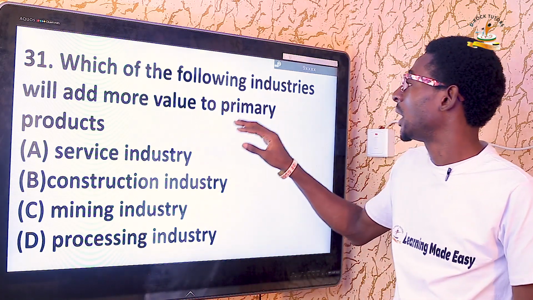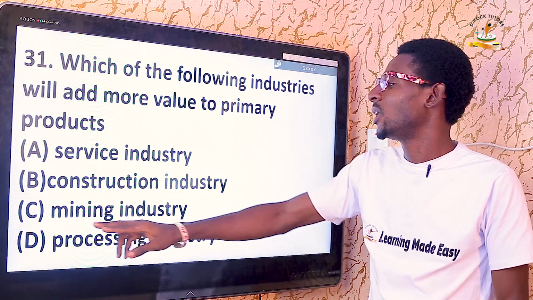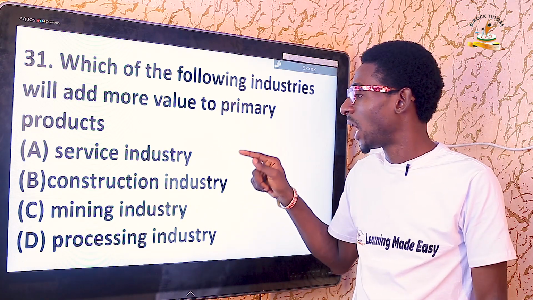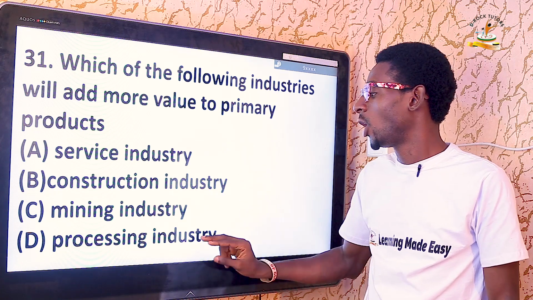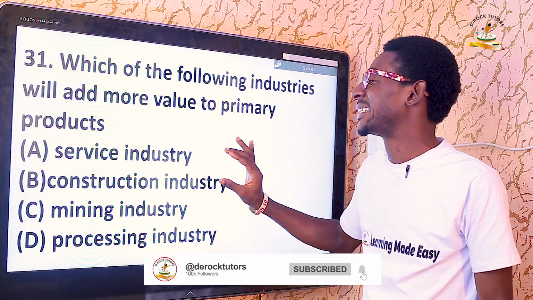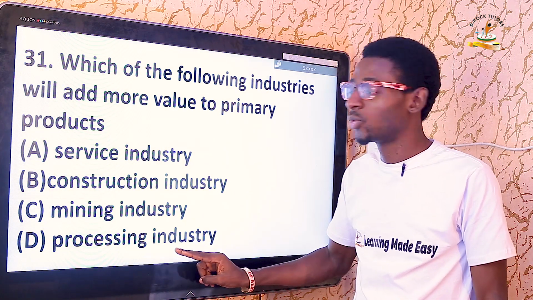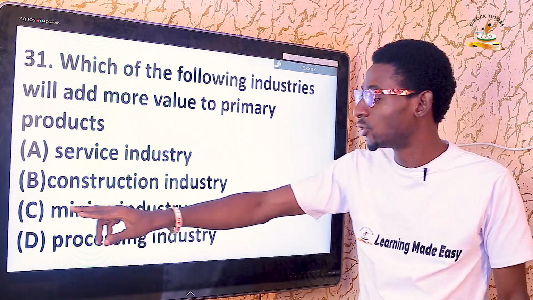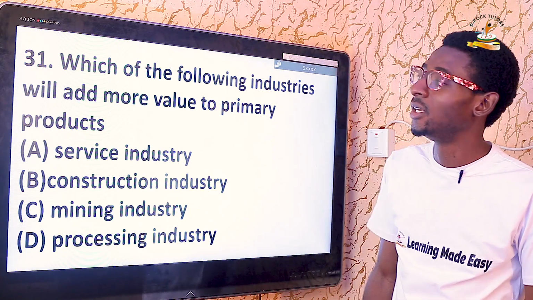Here they are talking about the primary stage, and that is the mining industry. Options A and B are the secondary stage. Option D is the tertiary stage, and option C is the primary stage. So the answer there is option C. 31 is C. 32.